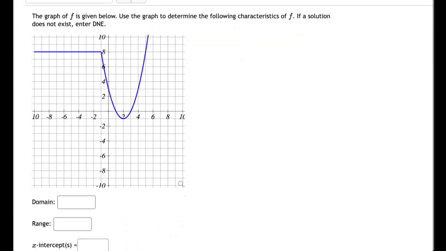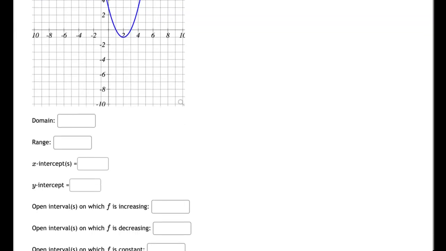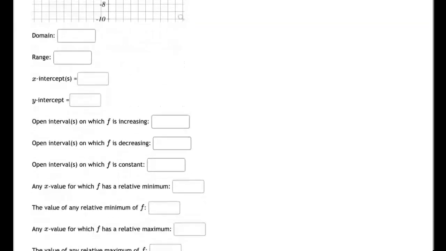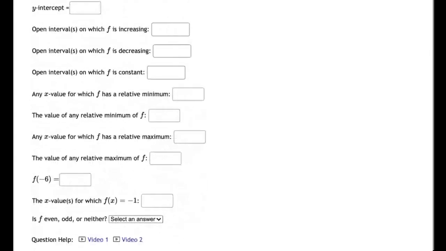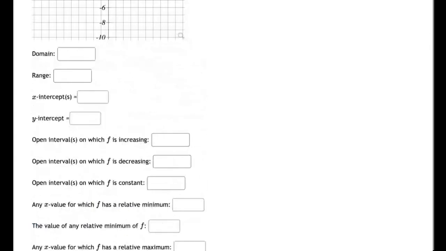So number 8 says the graph of f is given below. Use the graph to determine the following characteristics. If a solution does not exist, enter DNE. So it asked me to find the domain, range, x-intercept, y-intercept, open intervals where it's increasing, decreasing, constant, minimum, maximum, and then values. Okay, so a lot.